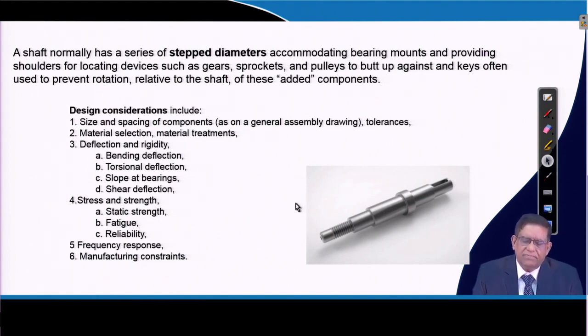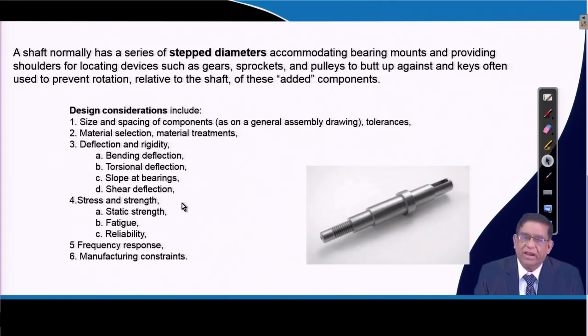Many of the shafts you will find are steel, and for some special purpose applications you will use alloy steels. Deflection and rigidity are the two most important parameters to be considered, so that the shaft can withstand bending deflection, torsional deflection, slope at the bearing and shear deflections.